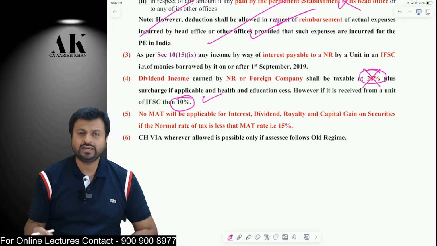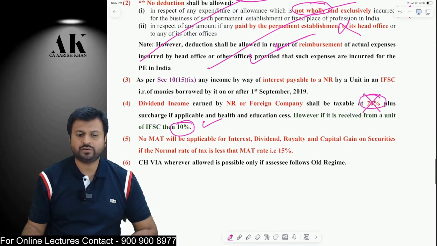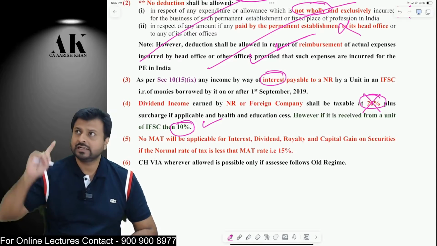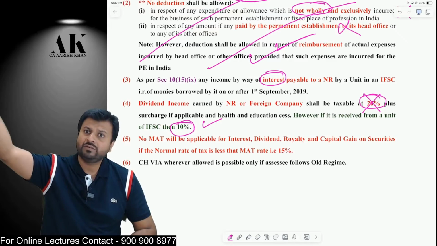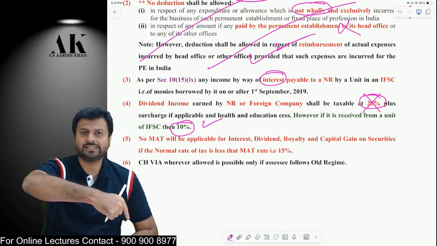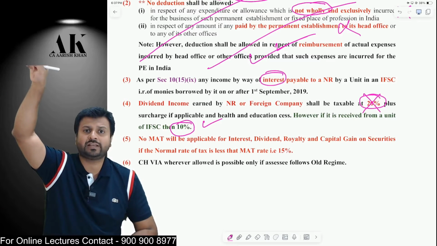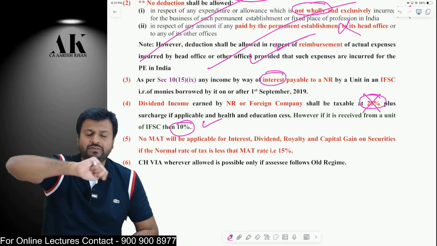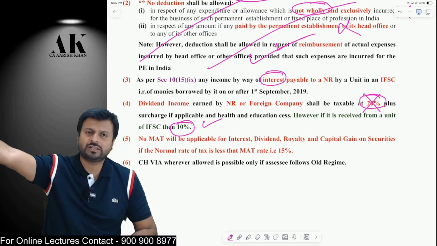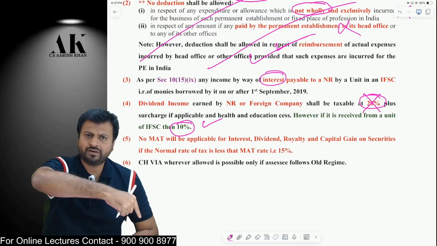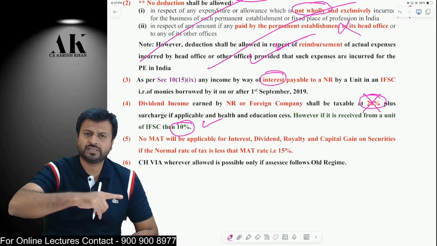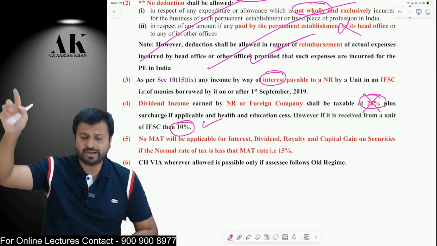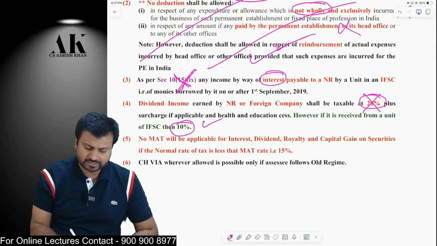Okay, one more thing, one very good exemption given for interest. Suppose there is a non-resident outside India which is giving a loan to a unit of IFSC, and the unit of IFSC is paying interest to them, and the loan is given on or after 1st September 2019. So if the non-resident or foreign company is giving a loan on or after 1st September 2019 to an IFSC unit, and in return they are earning some interest, then that interest is fully exempt under section 10(15).